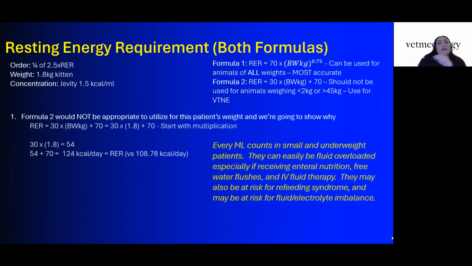Formula 2 would not be appropriate to utilize for this patient's weight, and we're going to show why. So RER equals 30 times body weight in kgs plus 70 for this formula. So 30 times 1.8 kgs plus 70. You want to start with the multiplication. So 30 times 1.8 gives us 54. 54 plus 70 gives us 124 kilocalories per day for the RER versus 108.78 kilocalories per day.